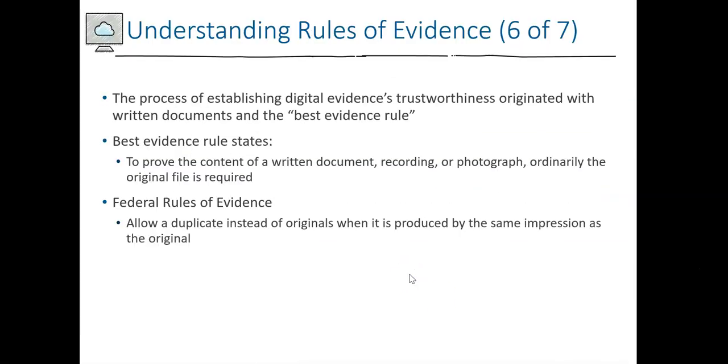So the process of establishing digital evidence trustworthiness originated with written documents and the best evidence rule. The best evidence rule states that to prove the content of a written document, recording, or photograph, ordinarily the original file is required. So the original file should be available. Federal Rules of Evidence.